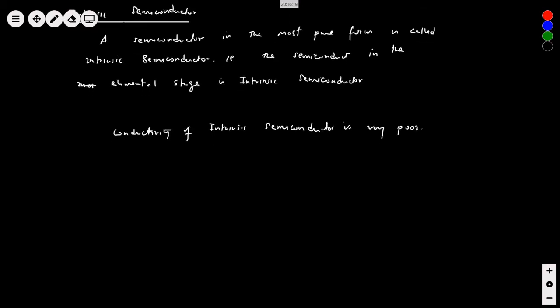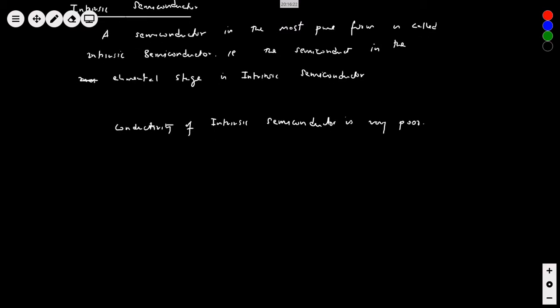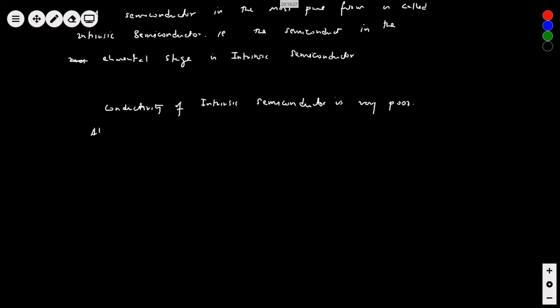As you have seen, the energy band diagram of normal semiconductor is exactly that. So at 0 Kelvin, intrinsic semiconductor like silicon, germanium is an insulator, and at room temperature they are conductors.